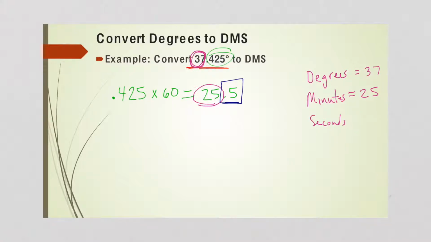So we're going to take our 0.5 and again multiply by 60 because I know there are 60 seconds in 1 minute. When I do that, I get 30. So I have 30 seconds. So my answer is 37 degrees, 25 minutes, 30 seconds. So that was how we converted. Remember, we only look at the decimal part when we're looking for the minutes and the seconds. The whole number is the number of degrees or the number of minutes.